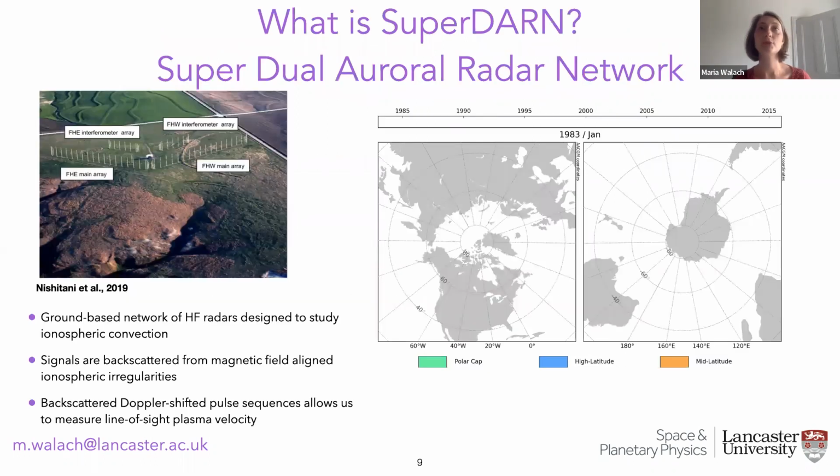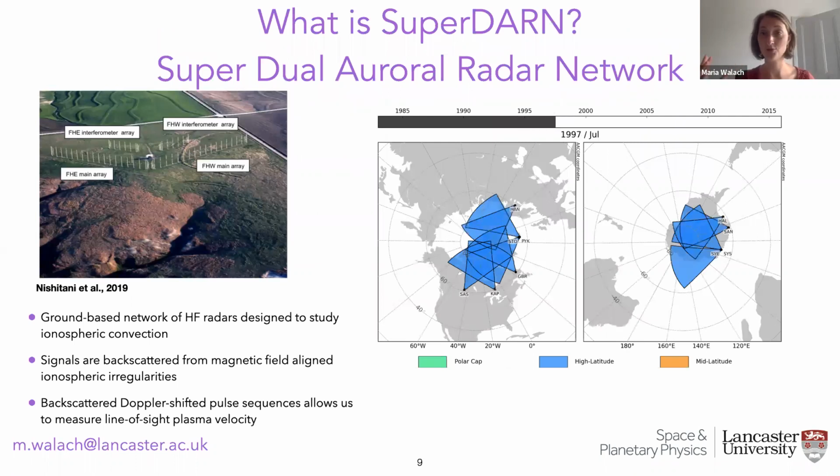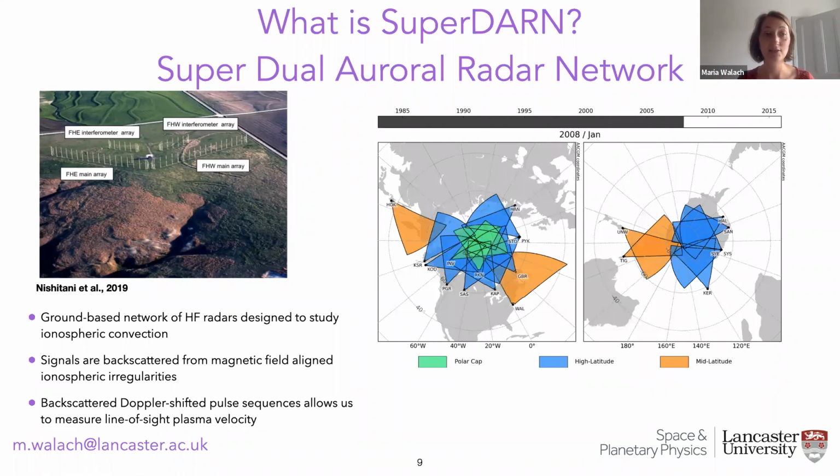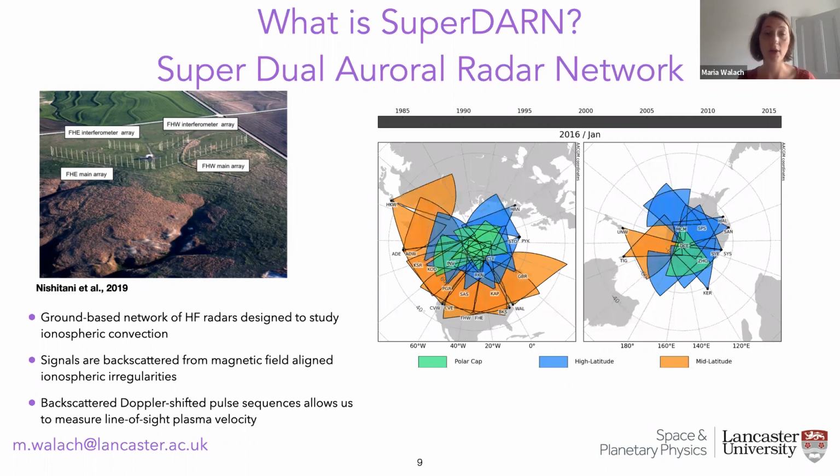So SuperDARN, what is SuperDARN? You might have heard talk about this before. SuperDARN is a network of radars. It stands for Super Dual Auroral Radar Network. It's a ground-based network of HF radars that were designed to study ionospheric convection. And they've been around for a long time. The network really started to expand in the 1990s, so we have continuous measurements from then until now. And it's still ongoing. The network is still being expanded today.